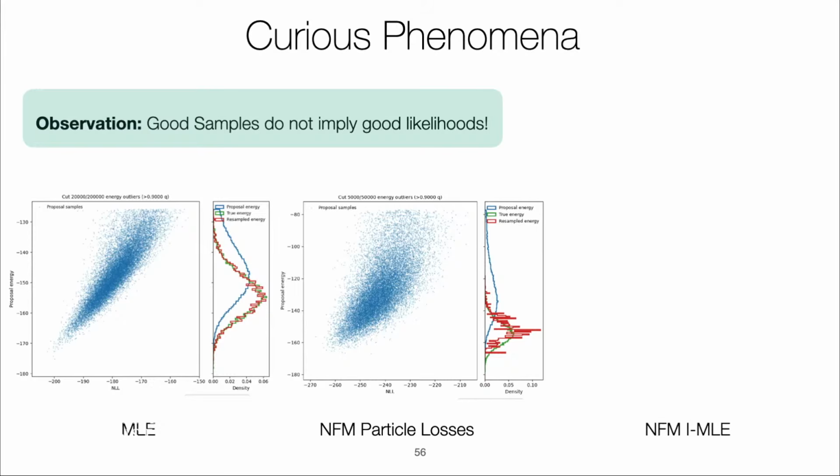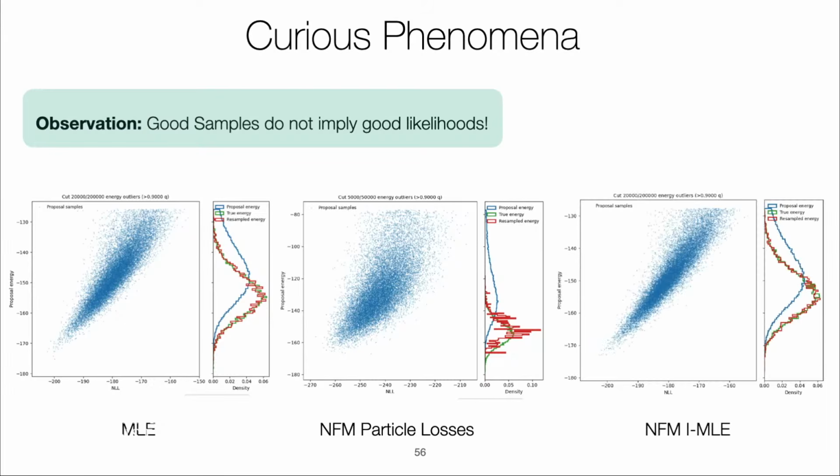One curious phenomenon. Here's an example of a scatter plot where each dot corresponds to the importance weight in the case of Boltzmann generators. On the left-hand plot, we have a scatter plot of the importance weights you would get from training with regular maximum likelihood. The middle plot is the importance weights you would get if you were to train with these particle level losses. And the energy plots you see here are telling you what the true energy distribution should be. So that's the green curve. The blue curve is the proposal energy, which is what the flow learns. And the red curve is what the correct energy distribution should be after you resample.